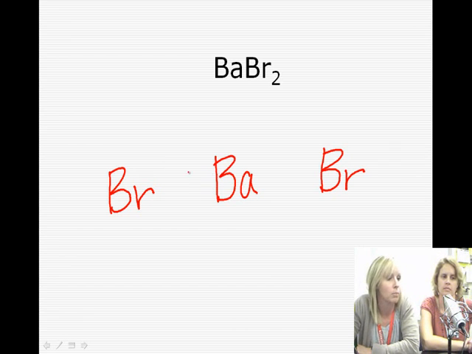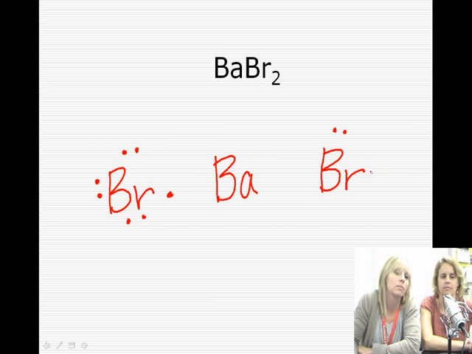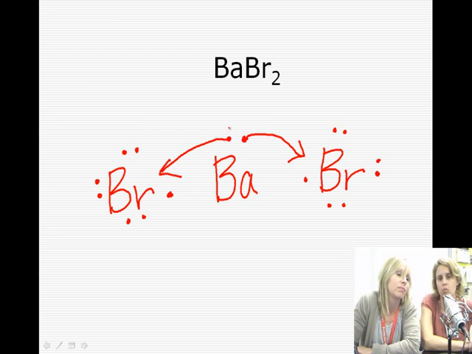All right, bromine. Looking at my periodic table, bromine is in group 17. It's a halogen. We've got our 7 valence electrons, because it's in group 17. And then barium is in group number 2. Now this is kind of fun, because barium is actually going to share with each bromine. One electron is going to go here, and the other one right over there, because each bromine only needs 1 electron.